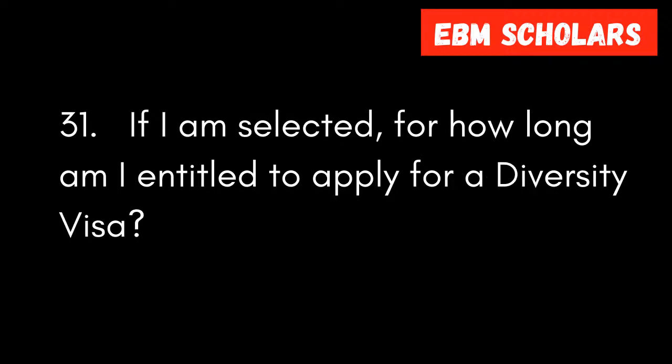Question number 31. If I'm selected, for how long am I entitled to apply for a diversity visa? So the point is, you applied for the DV 2022. Let's say for those who applied, the results came out in May. Basically, you can start right away. So DV 2022 winners will be able to process their visa from October 1st, 2021 to the end of September 30th, 2022. That is the only time you'll be able to process your visa, to get the actual diversity visa, the stamp on your passport.